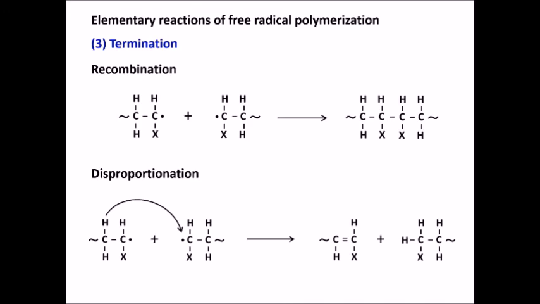On the other hand, in the second case, disproportionation, a radical at the growing end attacks hydrogen on another chain. As a result, there is no radical anymore after this reaction as well. Because there is no radical after these reactions, propagation cannot occur anymore. I mean, radical polymerization is terminated.